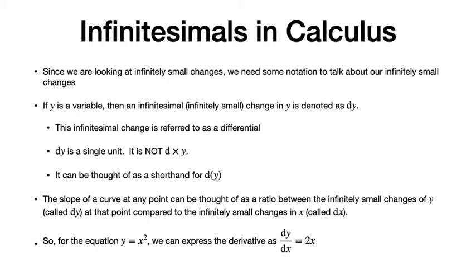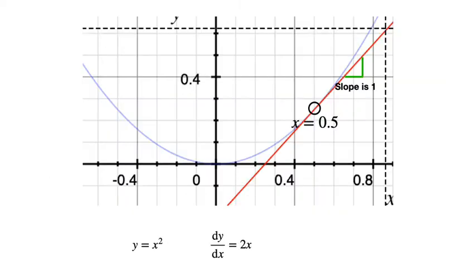All right, and so again, graphically, y equals x squared, and dy over dx equals 2x, and you can see at x equals 0.5, if I draw a line that matches the slope at that point, the slope of that line is 1. Okay.